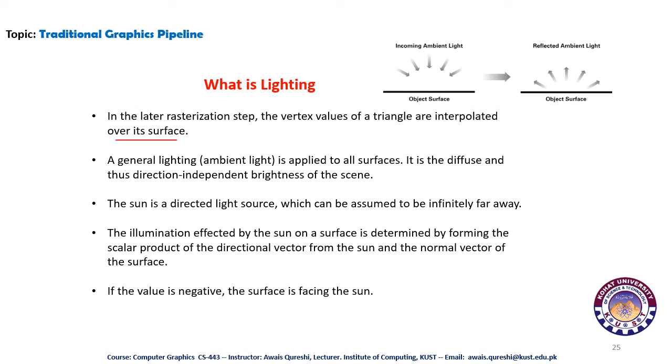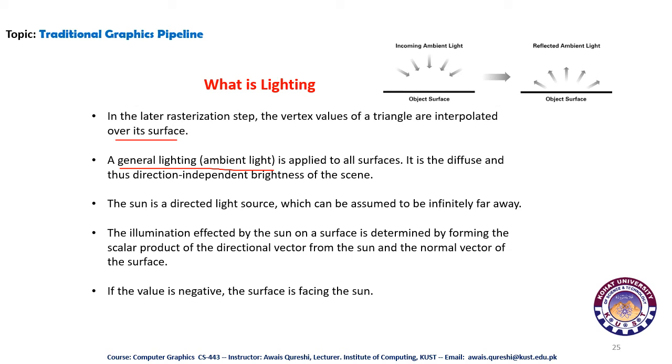As you can see in this image, the natural light, which is also called ambient light, when it hits the surface, it is reflected along different directions. General lighting, which is also called ambient lighting, is applied to all surfaces. It is the diffuse and thus direction independent brightness of the scene. And the scene is brightened because of this reflection process.